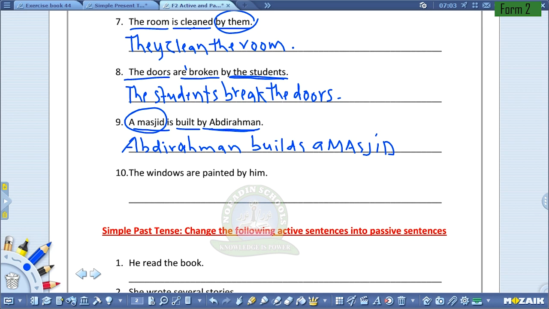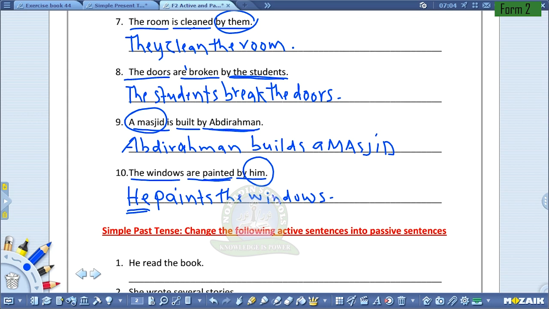Our final sentence, the windows are painted by him. Where's our subject now? When it comes to its origin, our subject is here. Here is him. When we change it into a subject pronoun, it becomes he. Here is painted. This is a past participle. If we go back to its origin, we can say paint. Here is a singular third person pronoun. He paints the windows. Okay, that's all for the simple present.